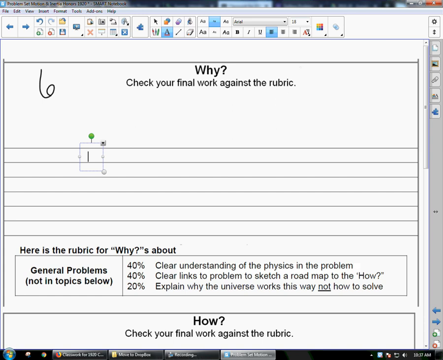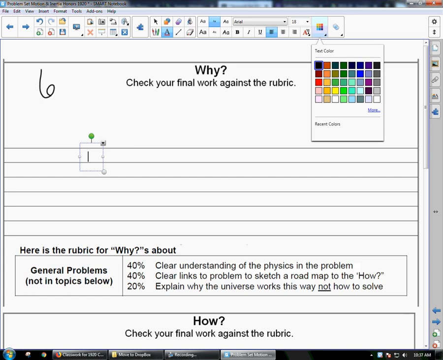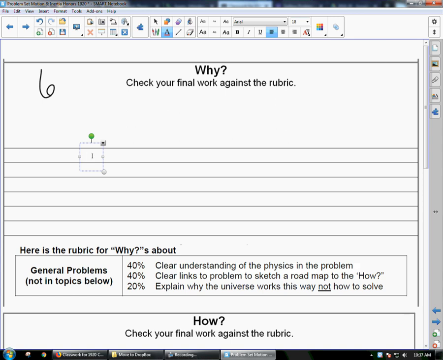Anybody have a favorite text color? I like blue. You like blue? Yes. We'll do blue. There we go.